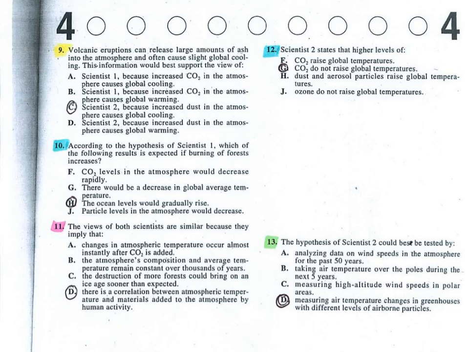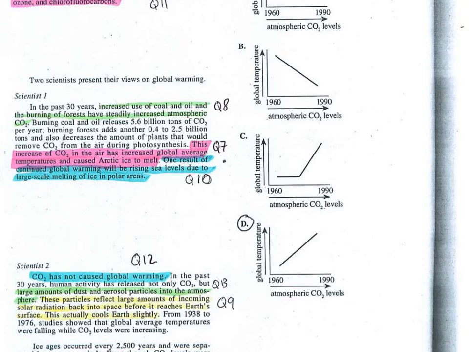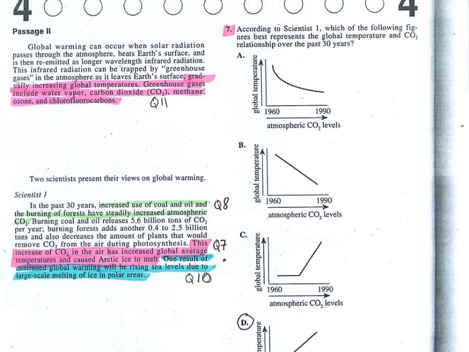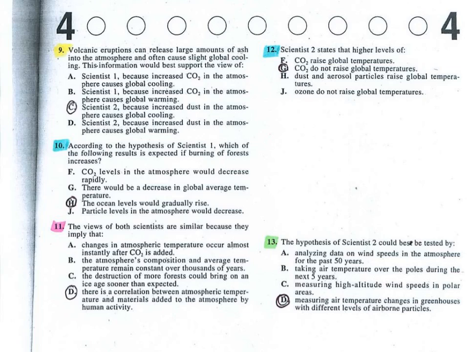For number 11, the answer is D. Anytime we have a question like this in a conflicting viewpoints passage that asks about both scientists, something that they agree on, we should look at that first paragraph. So if we look at the last sentence of the first paragraph, we can find our answer there. The answer is D.